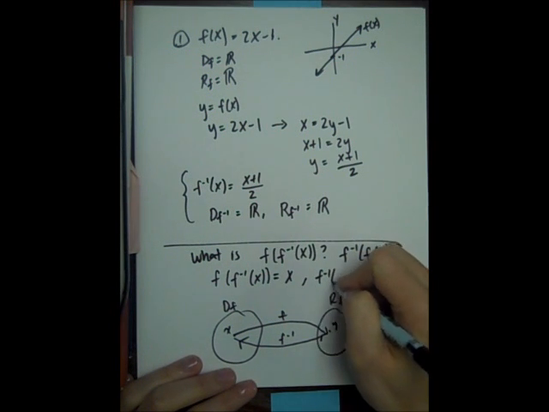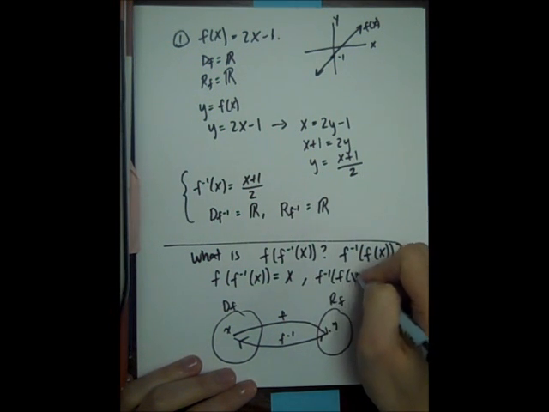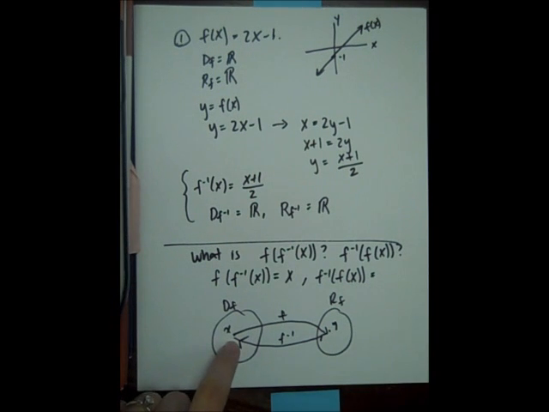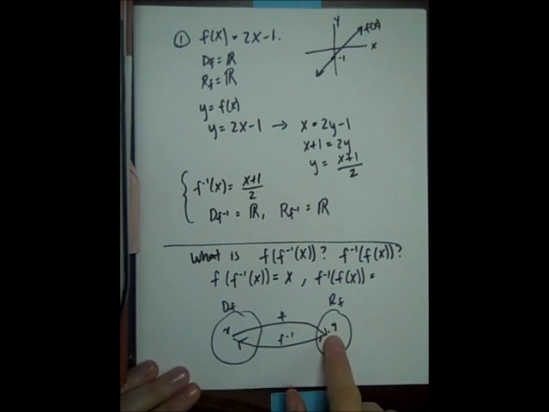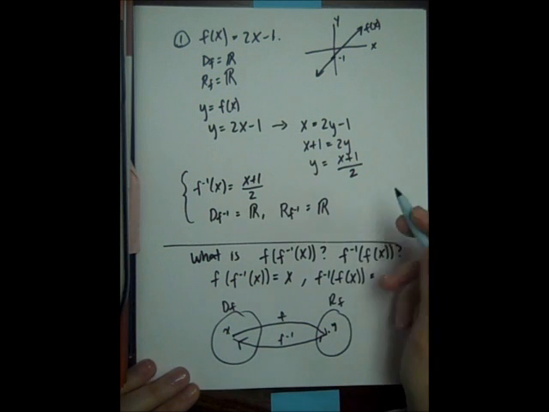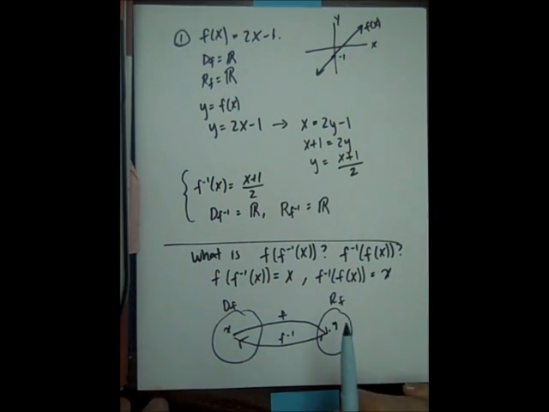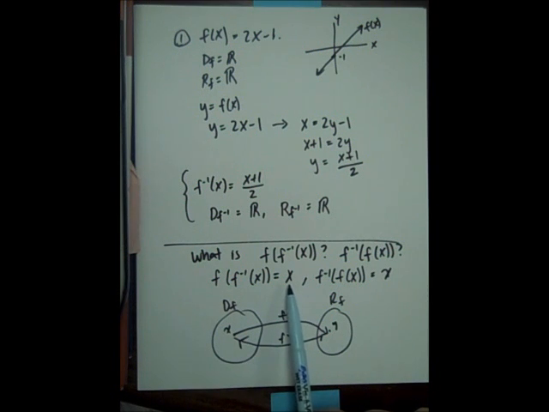What's my other one? F inverse of f of x. So it says I start here, I do the function f, then I undo it, so I'm back at x. So this is true of any inverse. If you do the inverse and then apply your function, you're back to x, and if I apply my function and then apply the inverse, I'm also back to x. So this is kind of important.